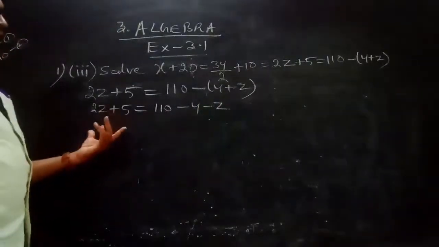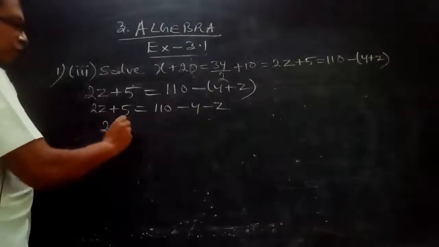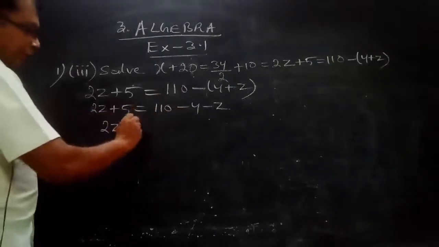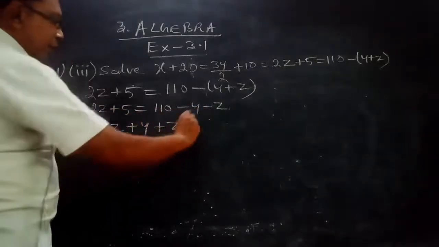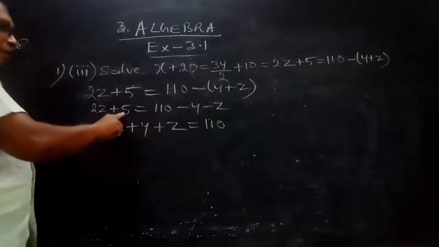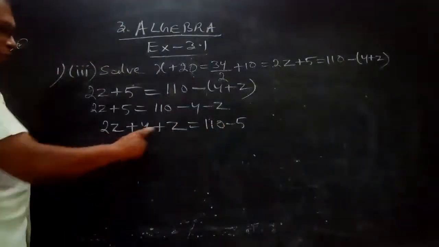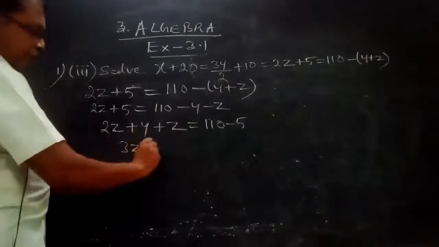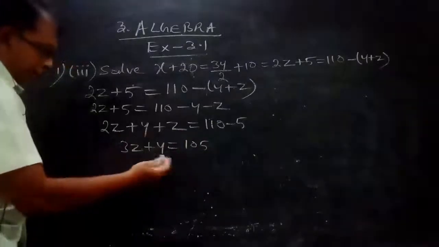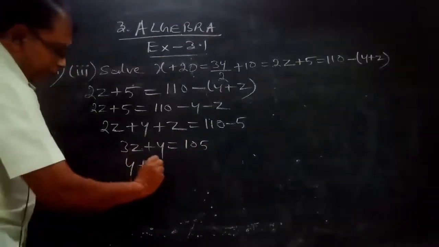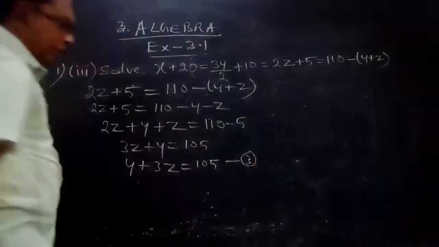Next, arrange the variables on one side and the numbers on the other side. Therefore 2z, I take the y to the left-hand side, plus y, and I take the minus z to the left-hand side, plus z, equal to 110. I take the 5 to the right-hand side, its sign changed to minus. Next, 2z plus z gives 3z, so 3z plus y equals 105. Arranged in order, y plus 3z equals 105. The equation number is 3.